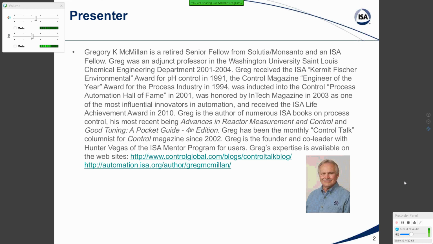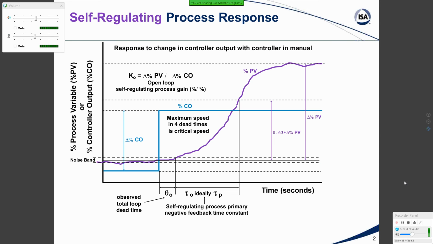Anyway, you know me by now, and particularly through the Control Talk blog and the Control Talk column. We're going to go into three basic types of processes, and the most common process is the self-regulating process. The idea here is if you put the controller in manual and you make a step change in the controller output, which is a delta %CO, that blue square that steps up, you would see for this direct acting process the process variable, %PV. If there's no disturbances, it would eventually come to a steady state.